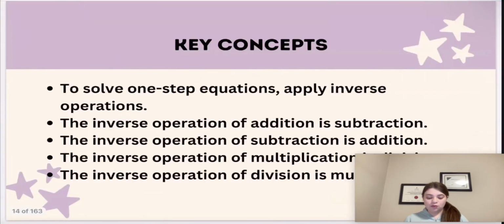To solve one-step equations, we need to apply the inverse operations, right? For example, if something is added, we need to subtract it to reverse that action. If something is being subtracted, we need to add to reverse that action. If something is being multiplied, we need to either multiply by the reciprocal or divide by that number to undo it. If we're dividing, we would need to multiply to undo it. Or, divide by the reciprocal, I suppose, would work as well.